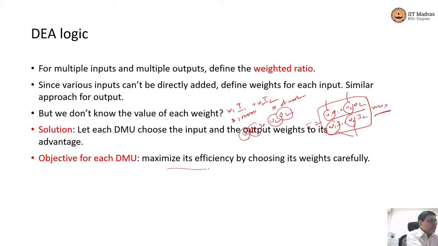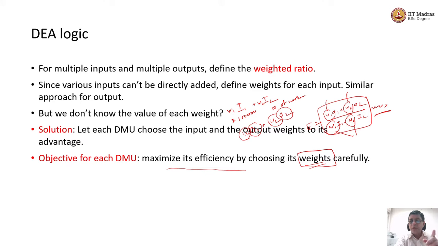So this is the optimization problem that we want every DMU to solve. Look at your weights, choose the weights carefully. So these are your decision variables. You choose your weights. So that's the decision that you have to make. What is the weight assigned to output number one? What is the weight assigned to output number two? What is the weight assigned to input number one? What is the weight assigned to input number three? All that, right? Choose your weights carefully. That's the decision that you have to make.